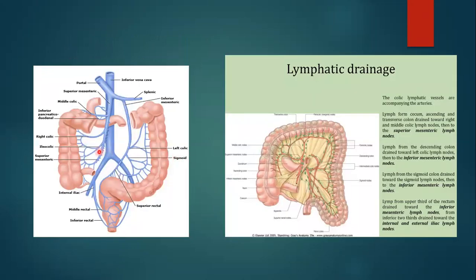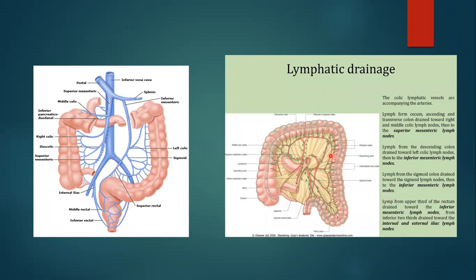This diagram shows the ileocolic or the right colic with the middle colic vein draining to the superior mesenteric vein, and the descending colon, sigmoid and upper rectum draining to the inferior mesenteric vein. To the splenic vein, which combines with the superior mesenteric vein to form the portal vein.